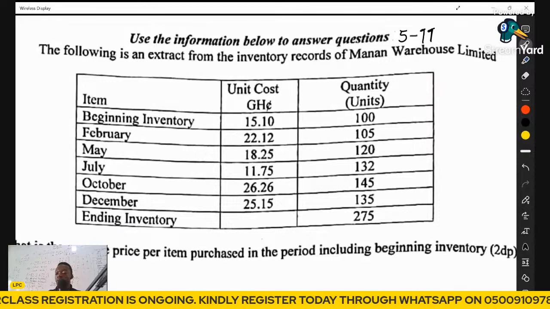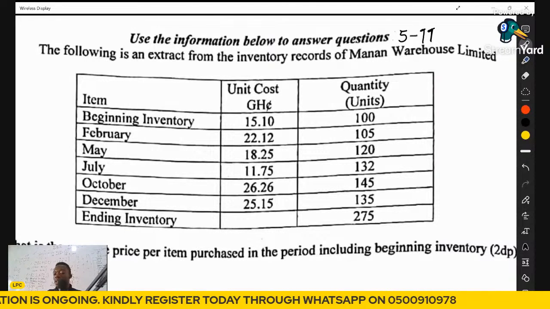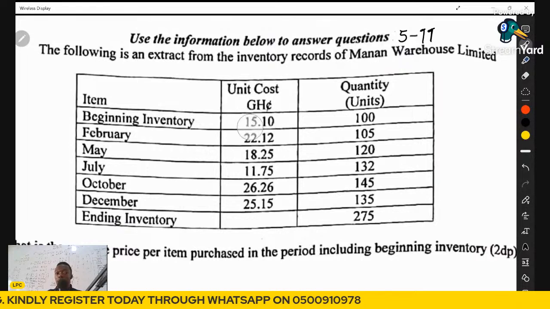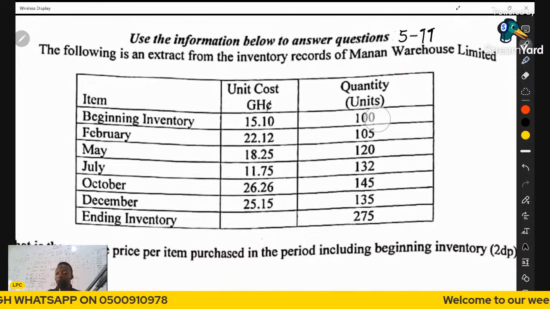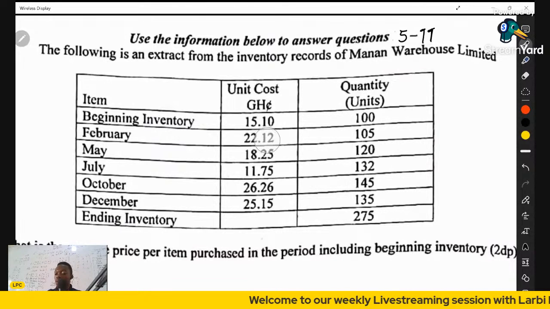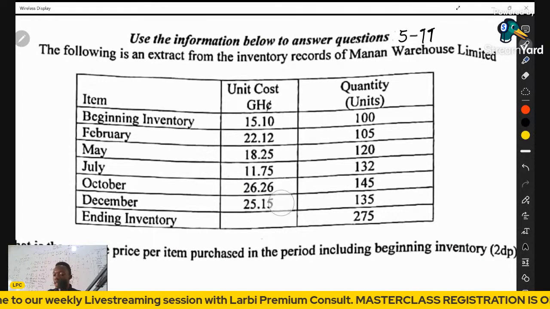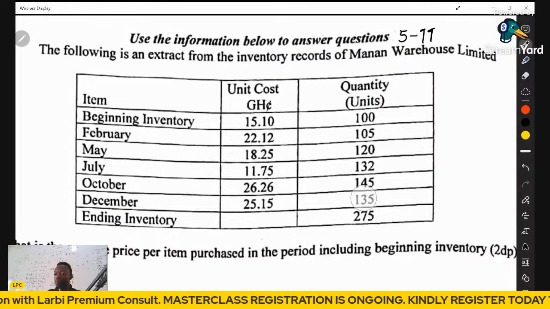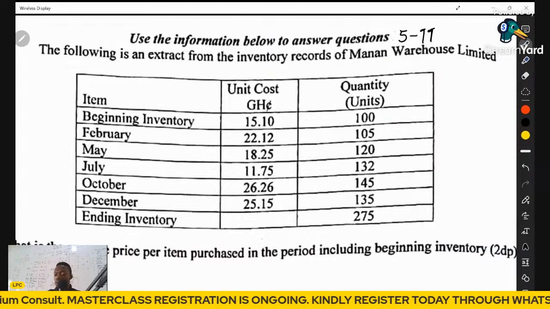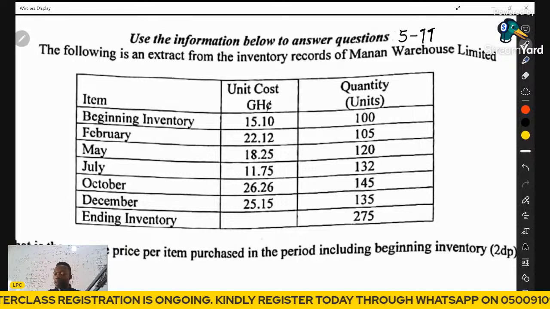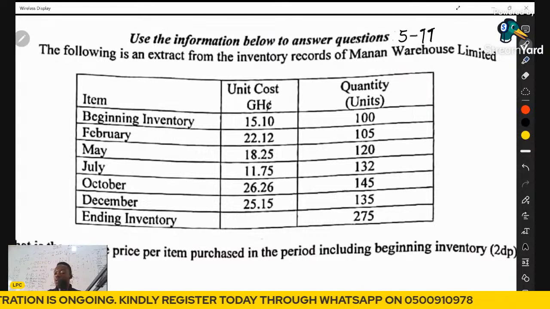For you to compute the individual extension, for the beginning inventory, we will say that 15.10 as the unit price multiplying the quantity, which is 100. So we have 15.1 multiplying 100, 22.1 multiplying 105. And in order to get to December, that is the last unit price and the quantity that we actually produce, or we want to sell or purchase, depending on what they want you to do at the end of the day. So how do we do that?